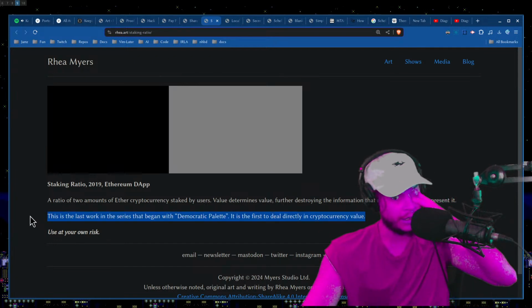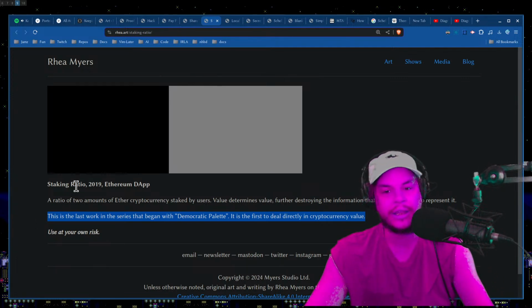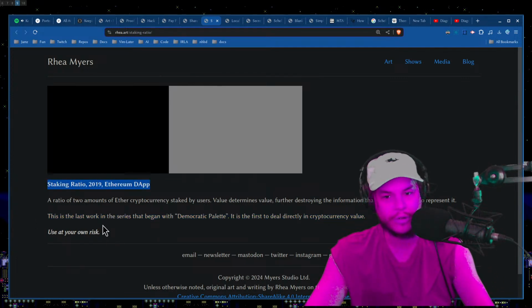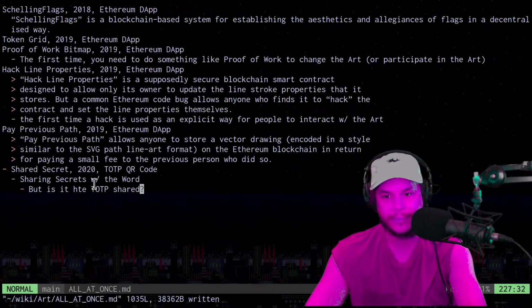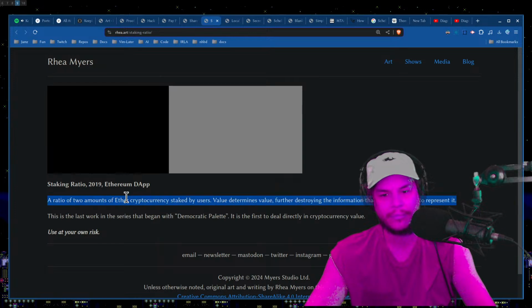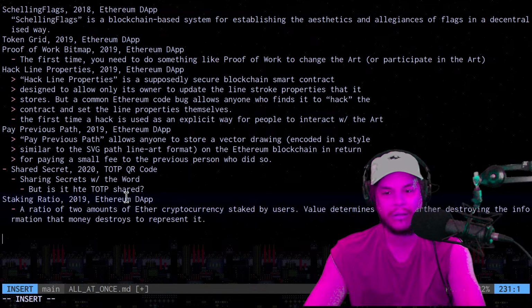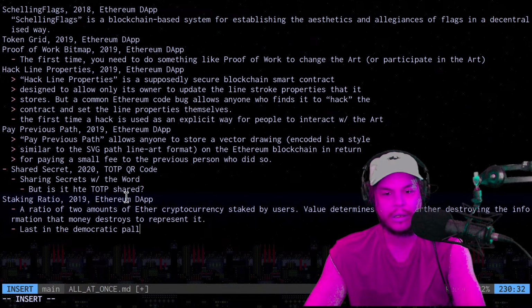You don't understand? A ratio of two amounts of Ether staked by users. Oh, you just put it in. You don't get anything out of it. And the art is just the ratio between the two. And that's it. And it's the last of the Democratic Palette series. I understand. Totally understand. Last in the Democratic Palette series.